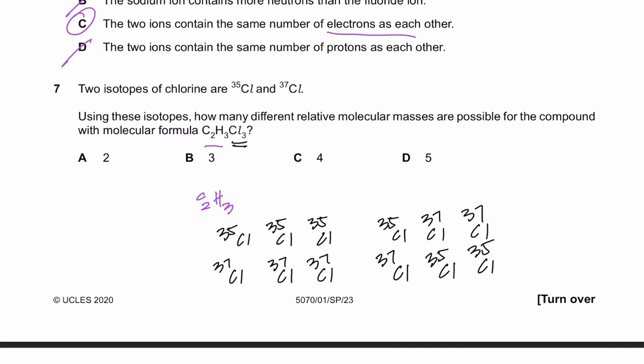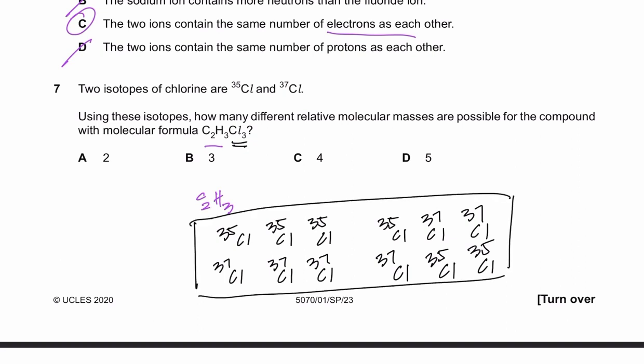Now some of you might say, sir, these four would all give you different masses, right? Because if you add all these three up, they would give you different numbers, so different masses, right? Now some of you might argue, sir, what if the first chlorine is 37, the second is 35, and the third is basically 37 again? And I would say, if you add these three up, you would end up with the exact same thing that you've written here, right?